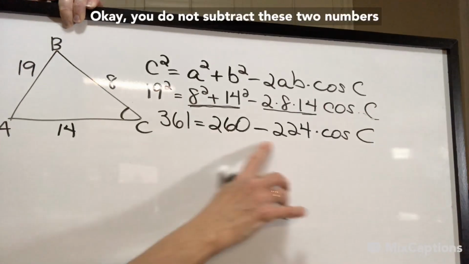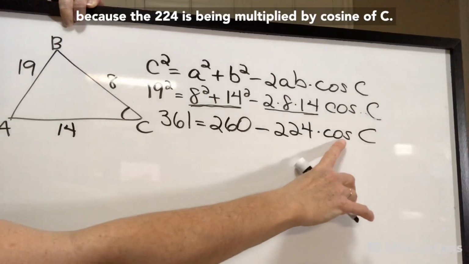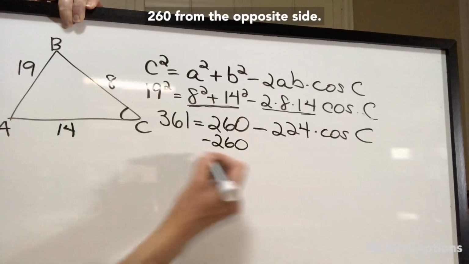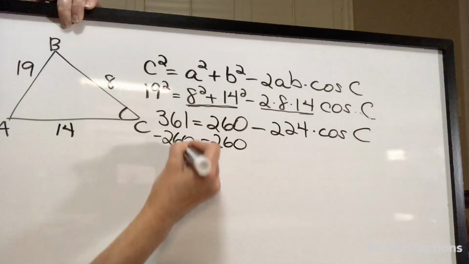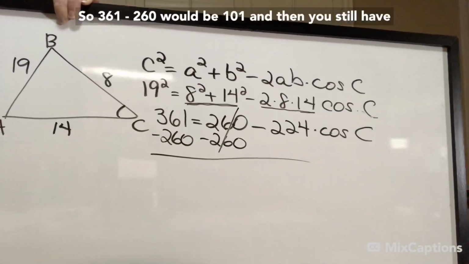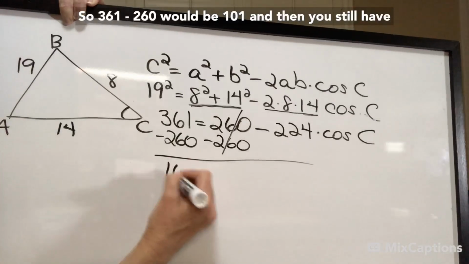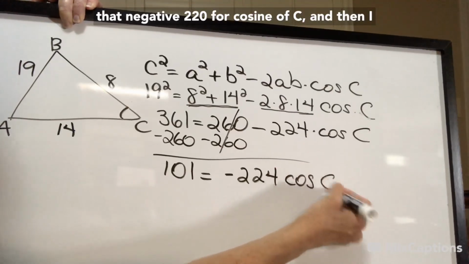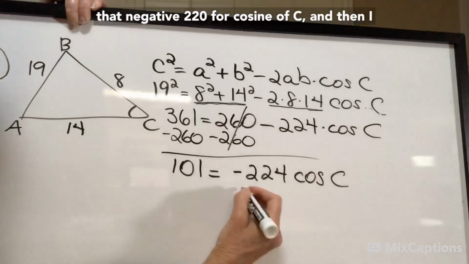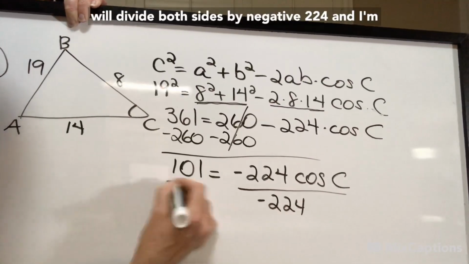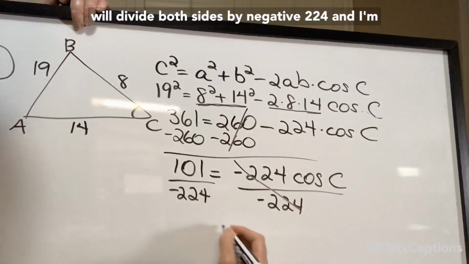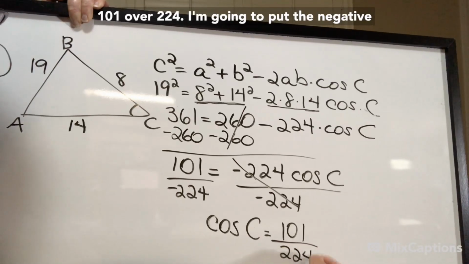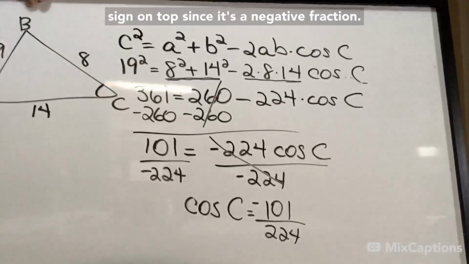Okay, you do not subtract these two numbers because the 224 is being multiplied by cosine of c, so you can't do that. What you will do is subtract 260 from the opposite side. So 361 minus 260 would be 101, and then you still have that negative 224 cosine of c. And then I will divide both sides by negative 224. And I'm gonna just switch it around so it's cosine c equals 101 over 224. And I'm gonna put the negative sign on top since it's a negative fraction.